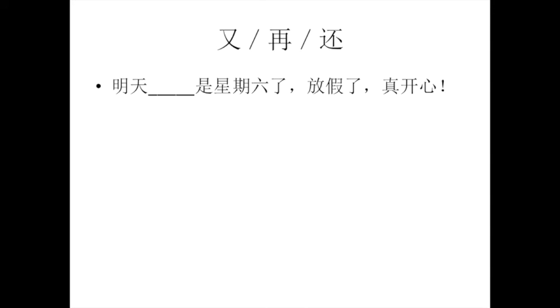Now let's look at several really tricky sentences to check your understanding. What would you put in this sentence? 明天又是星期六了，放假了，真开心。Why do we use 又 instead of 在 in this case? Because 星期六 has already been scheduled. There's no way tomorrow becomes not Saturday. It's treated as something current instead of upcoming.